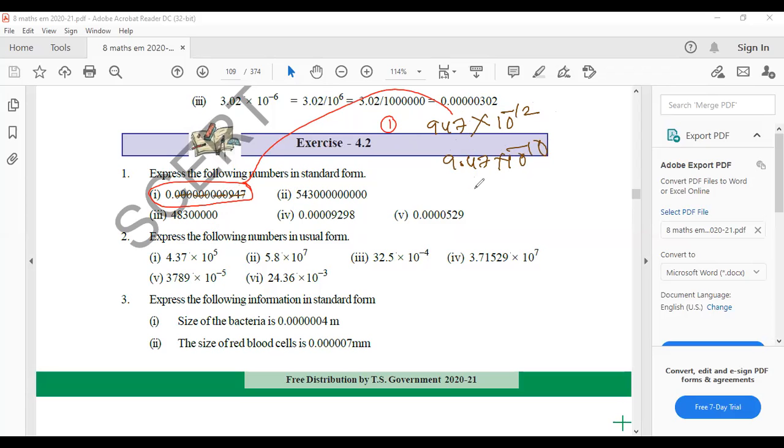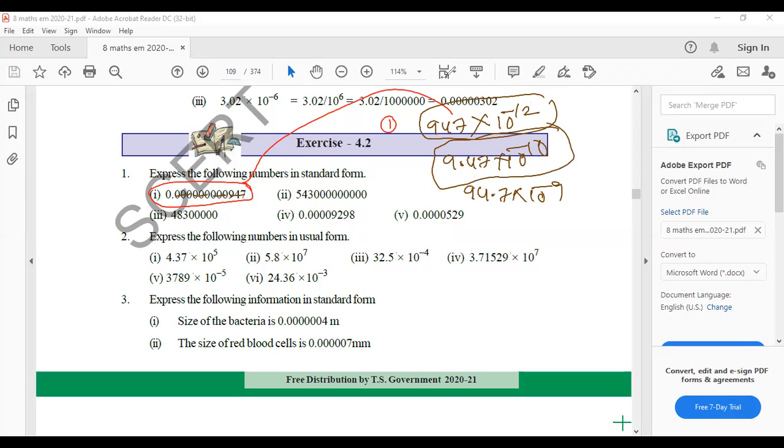Or some people write 947.10 into 10 power minus 9. So the better way, this is the correct answer. Or else you can take it as a standard form. Okay. Is my question clear or not?